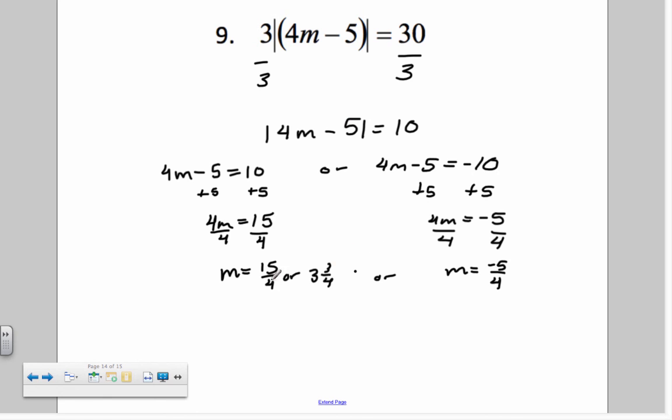If I want, I can check my answers by plugging both in to see that I would get a true statement. That when I plug that in for m, I either get 10 or -10 inside of my absolute value signs.